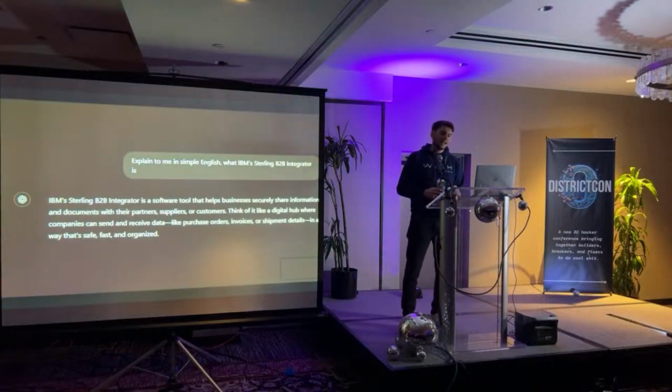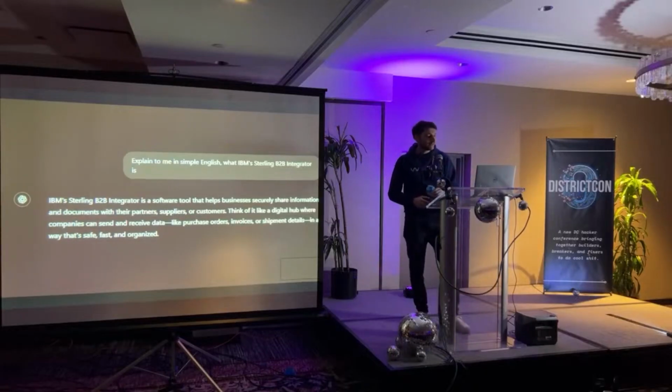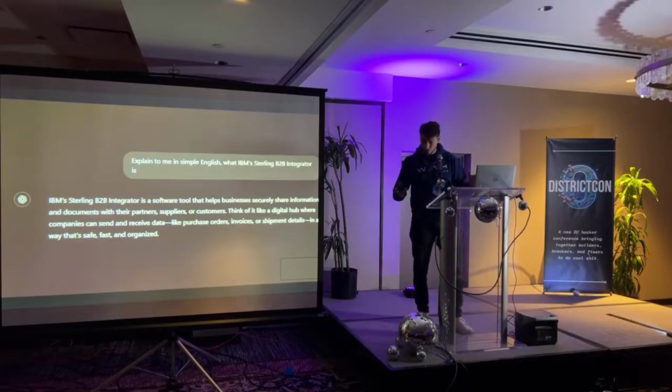Cool. Now, I don't know about you, but as with every other commercial solution out there, for me at least, it's just very difficult to understand what it actually does. You know, you go into all these documentation pages, you get all these product brochures, and I don't want to buy it, man. I'm just trying to understand what it does. So yeah, according to ChatGPT, Sterling B2B Integrator is a commercial solution by IBM that allows businesses to exchange data and documents with their partners.